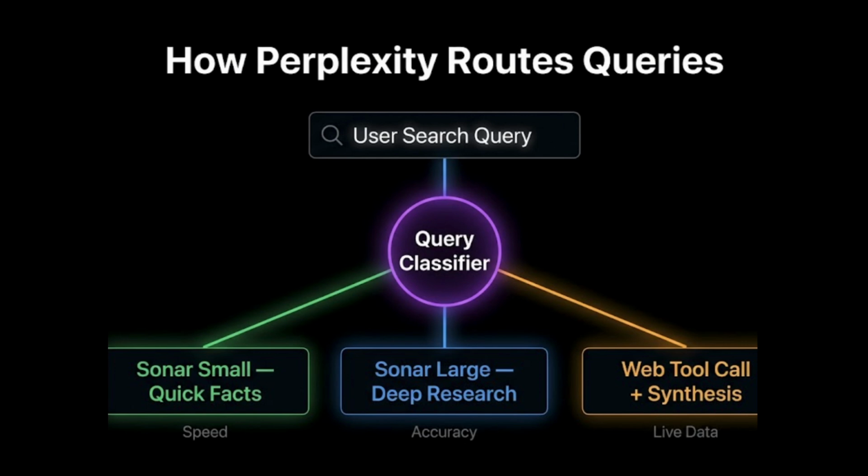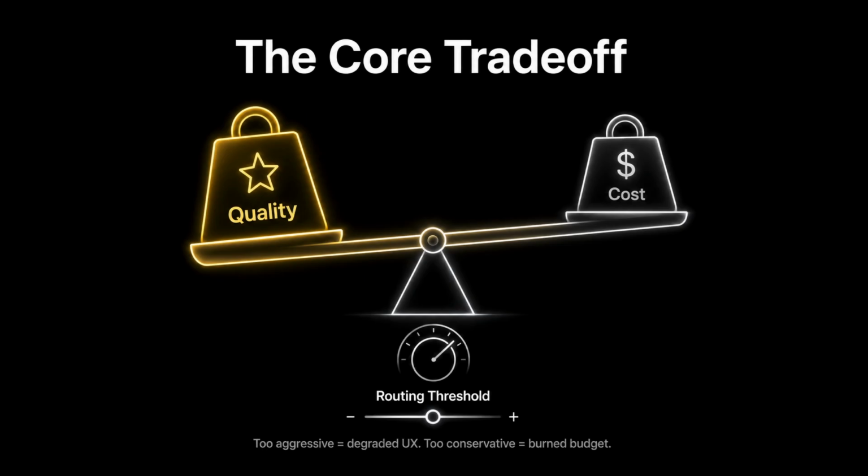And there's a whole layer on top handling tool orchestration, deciding when to trigger a web search, when to pull from the index, and how to stitch these results together. They basically built a routing-first architecture from the ground up.